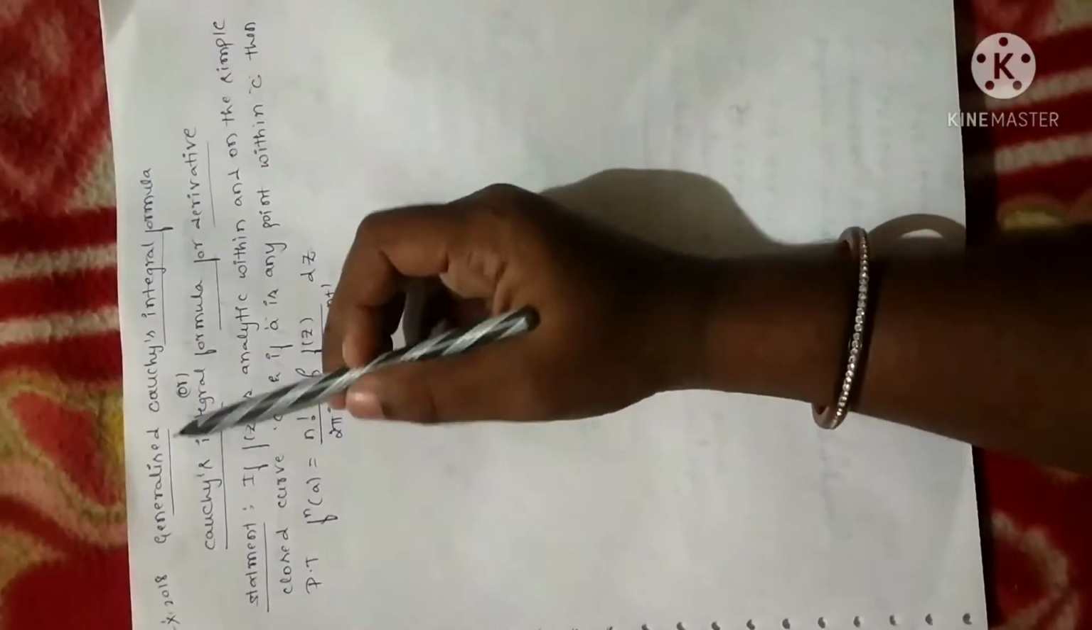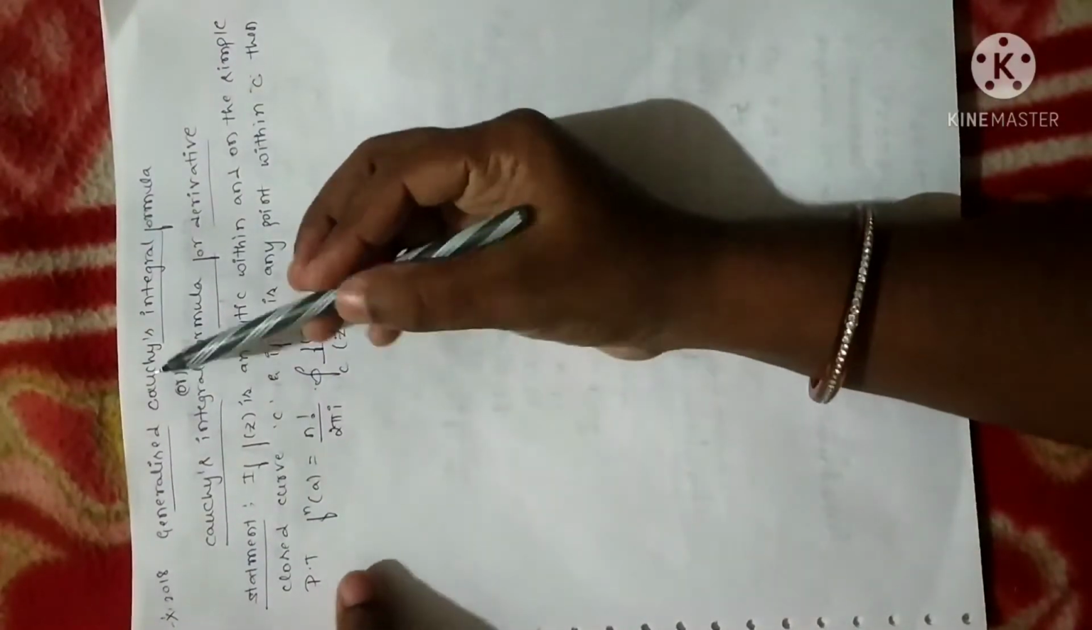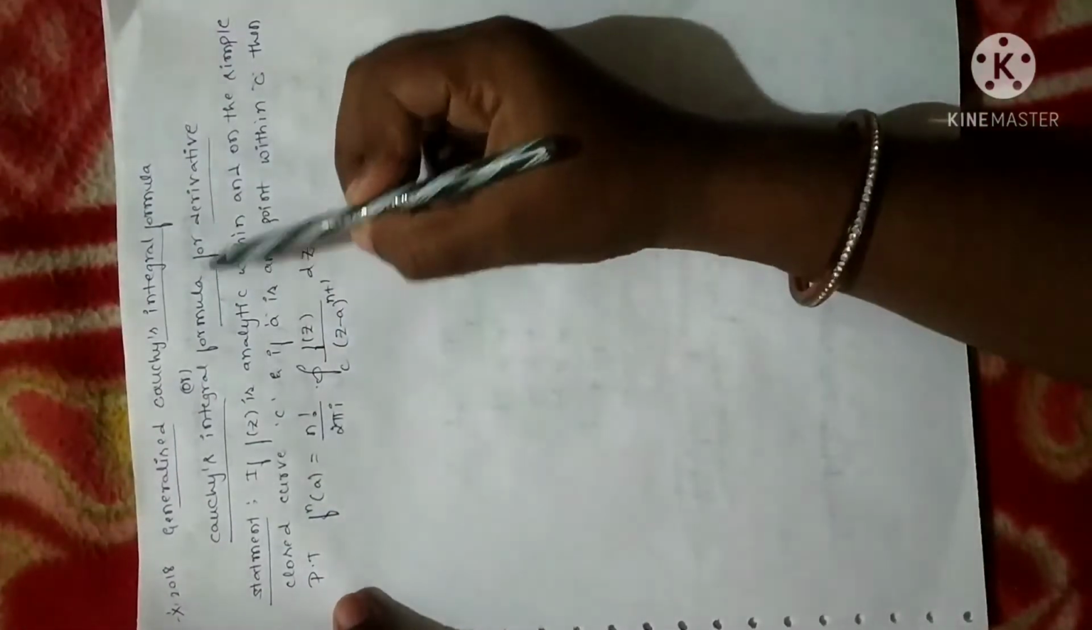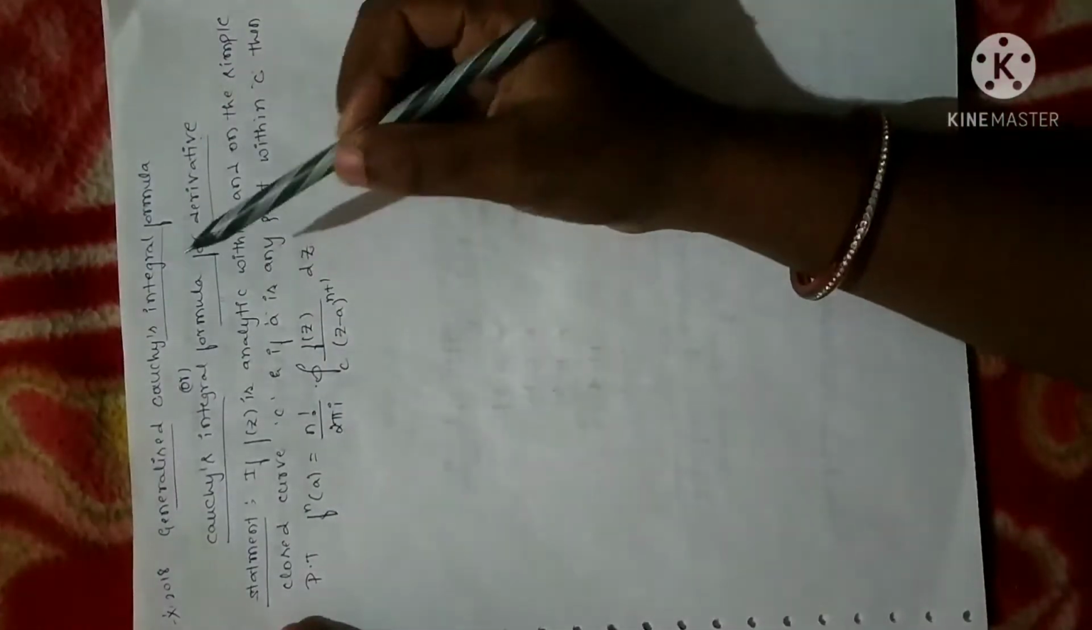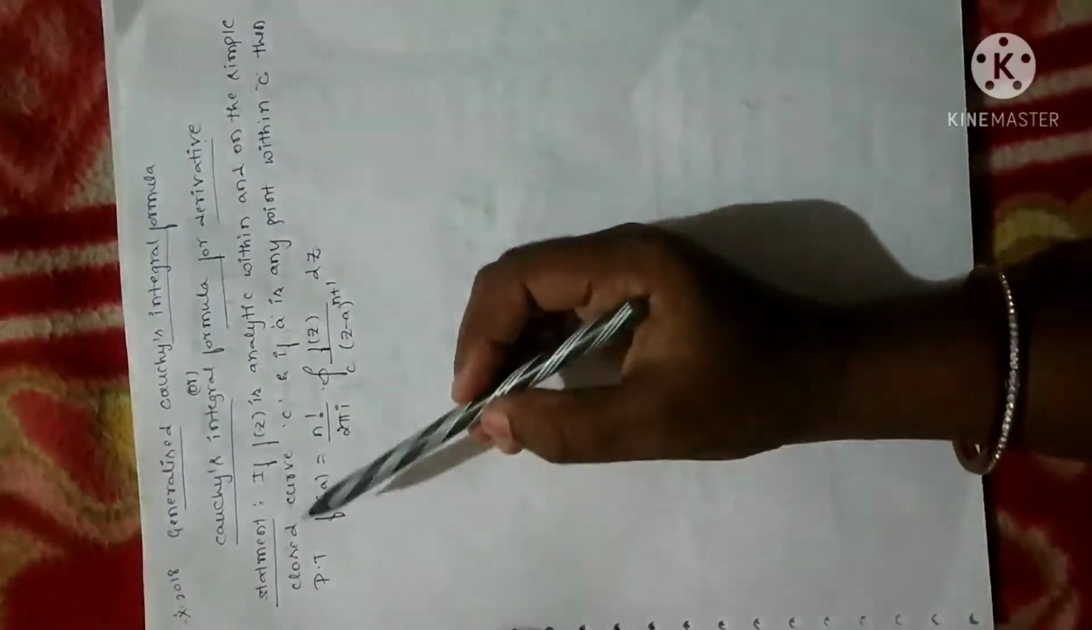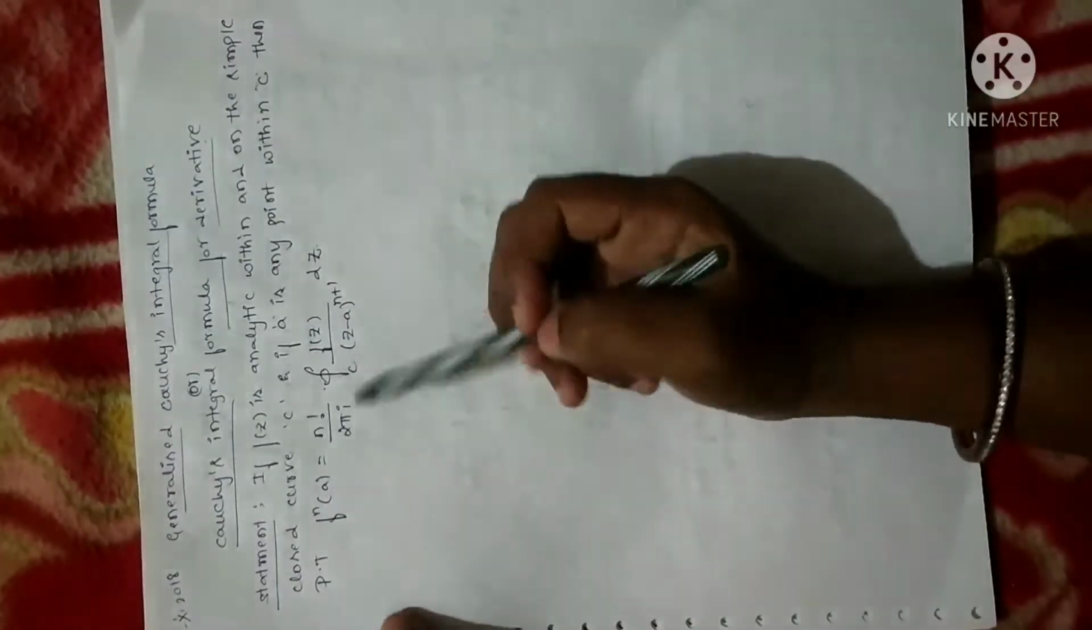So here is the next theorem. It is called the generalized Cauchy's integral formula. One more name for that is Cauchy's integral formula for derivatives, and it is important. It was asked in the year 2018. So you have to remember the statement as well.